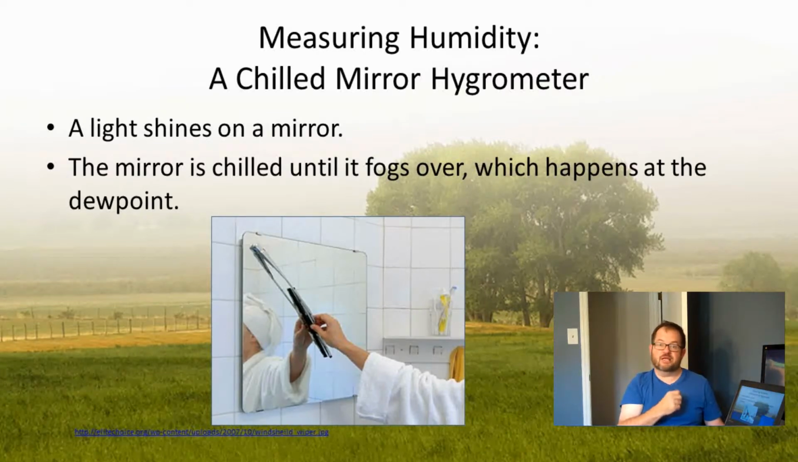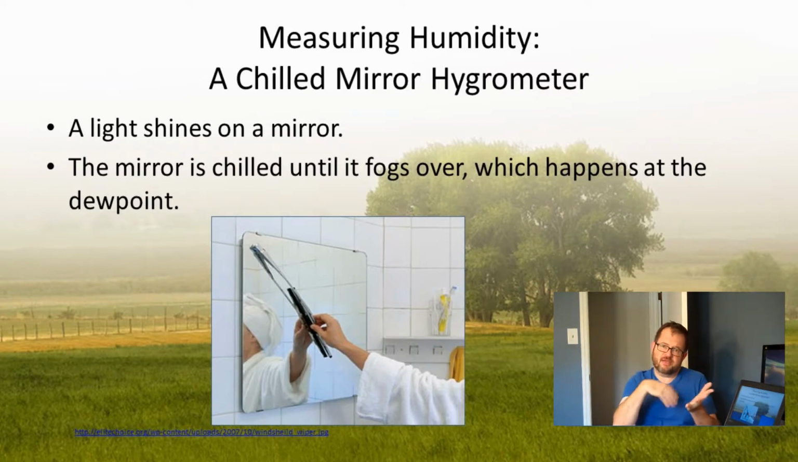And this is especially used for unmanned weather stations where a machine is going to be measuring the humidity. What you do is you have a mirror with some kind of light shining on it. Often it's actually a laser shining onto the mirror, with some kind of camera or light sensor mounted here. Light from the laser shines onto that mirror, reflects off, and the camera can see it, or the sensor can see it.